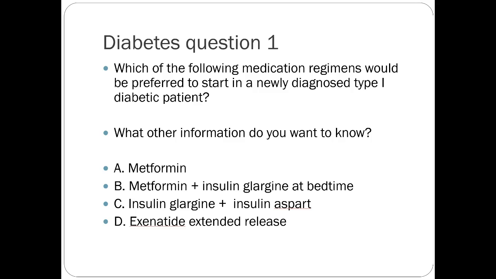So, of course, hopefully the newly diagnosed type 1 diabetic rings a bell that you have to use insulin. Glargine plus aspart gives you your long-acting plus your mealtime. Every other option here includes something that's only for type 2 diabetes, right? Metformin isn't for type 1, and the GLP-1, in this case exenatide, is not for type 1 diabetics, type 2 only.